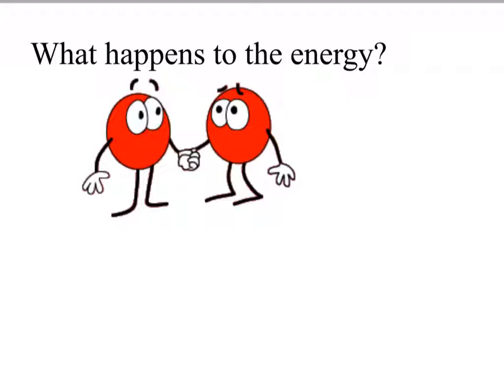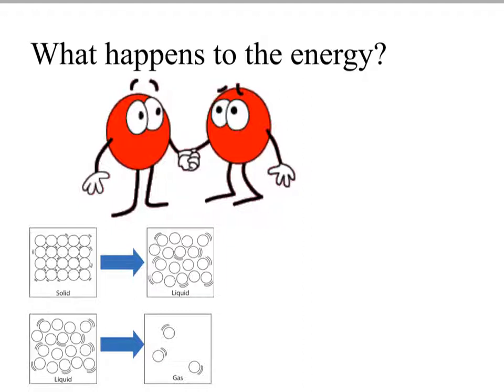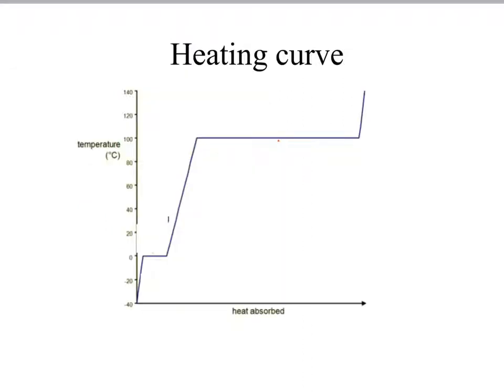To answer that question, we need to think about the particles inside a substance. Particles have bonds between them holding them together. Now, energy is required if we want to break those bonds. Breaking those bonds in a solid enables it to turn into a liquid, and breaking those bonds in a liquid enables it to become a gas. Now, once a substance is changing state, its temperature doesn't rise. So in these sections here on the graph, our substance is changing state.